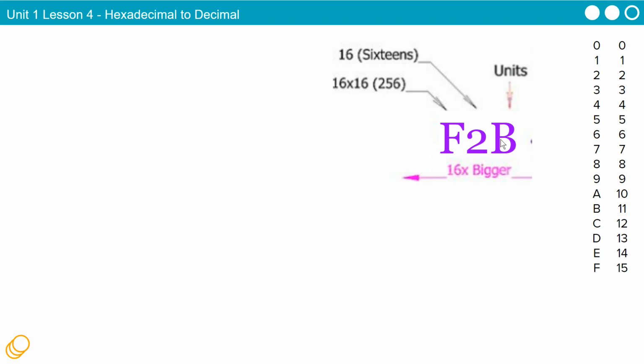Okay, so here is F2B. With your neighbor, see if you can figure out what values in our ones place to multiply by 1, what values in our 16s place to multiply by 16, and what values in our 256 place. And when you think you have the answer, let me know so I can come and check it. Yeah, you can use a calculator. Do this now. Right, so show me.